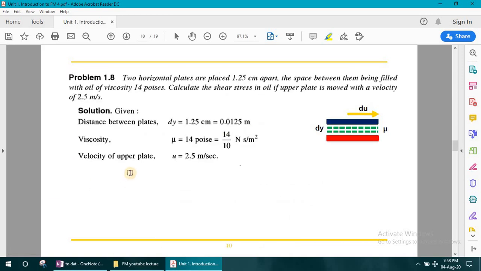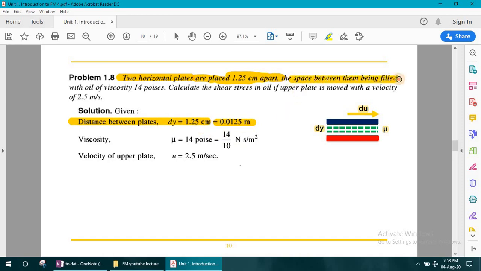Now we will move to the third question. There are two horizontal plates. Again the concept is the same. This is a fixed plate, this is a moving plate. The upper plate is moving with a velocity du. dy is the difference between these two plates, and mu is the coefficient of viscosity. Now these two plates are separated by a distance of 1.25 centimeter. So we know that the distance is in centimeter, convert into meters. So multiply by 10 raised to minus 3.